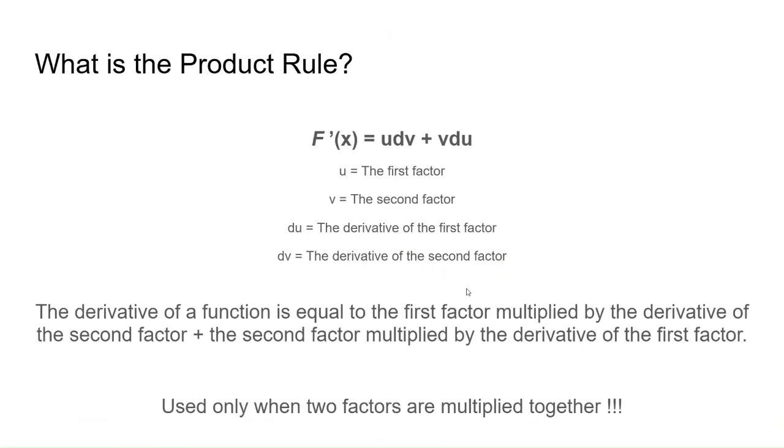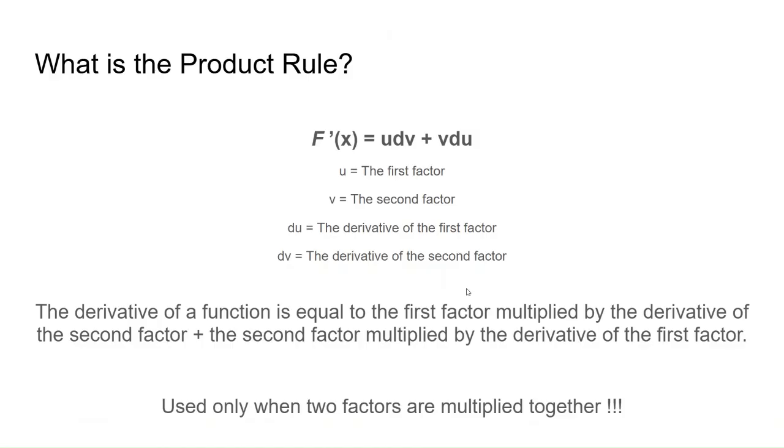So first off, what is the product rule? The product rule is basically a formula, or just a rule, used to find the derivative of a function that has two factors multiplying by each other. So the formula would be f prime of x equals u dv plus v du, with u being the first factor, v being the second factor, du being the derivative of the first factor, and dv being the derivative of the second factor.